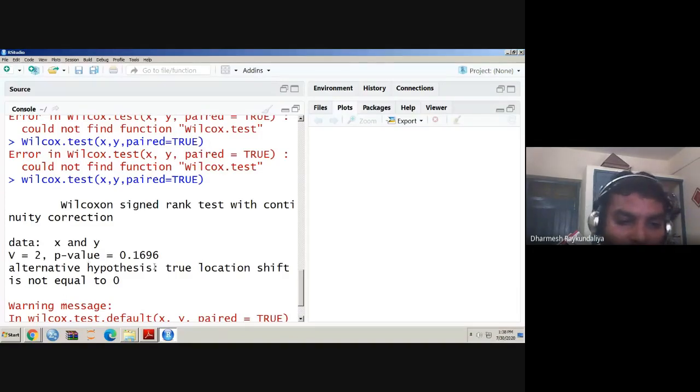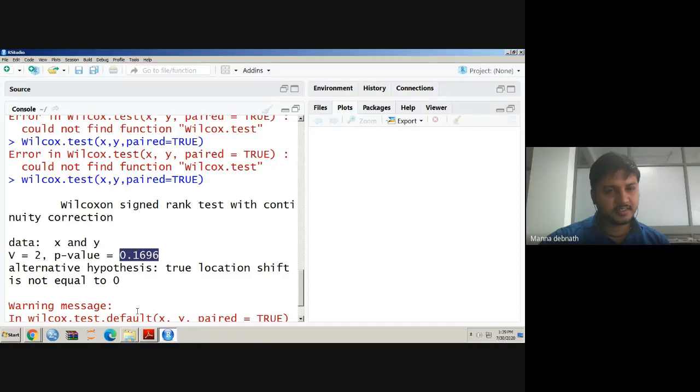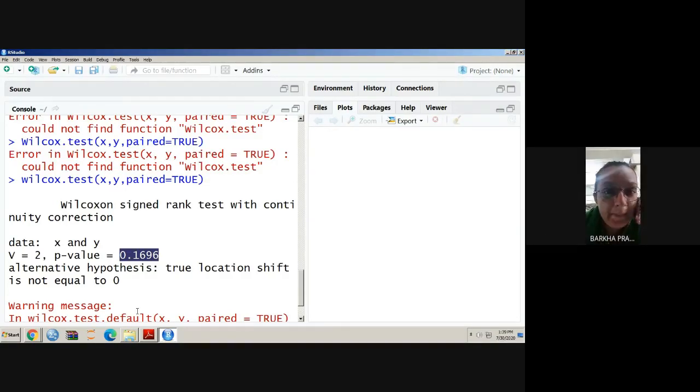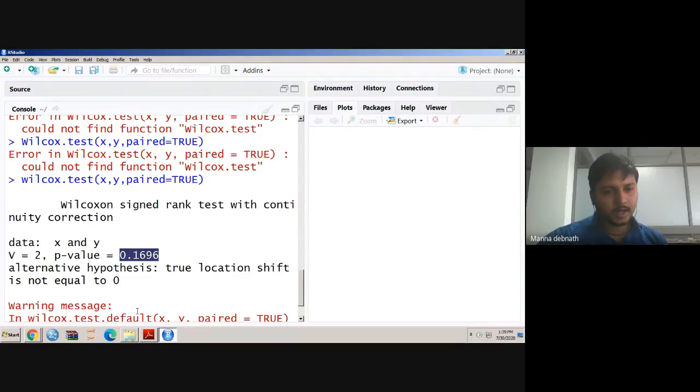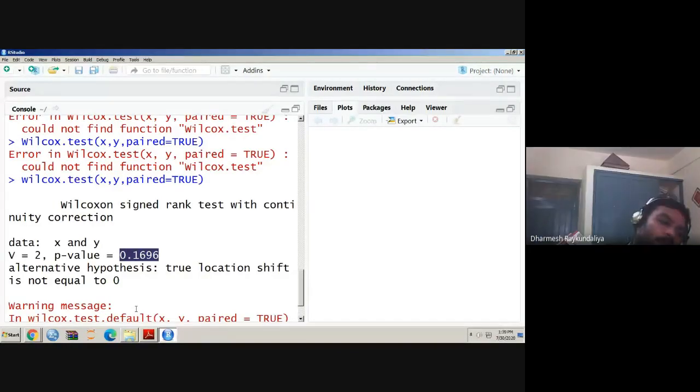Okay, what is the p-value? 0.16. And the hypothesis is accepted. It means that there is no significant difference. So it means there is no impact of the training. Before the training, the average IQ level was the same as the average IQ level after the training. So that means the training is not effective.